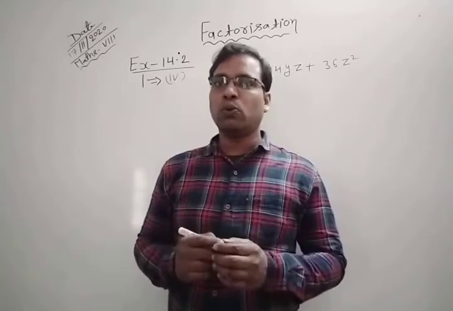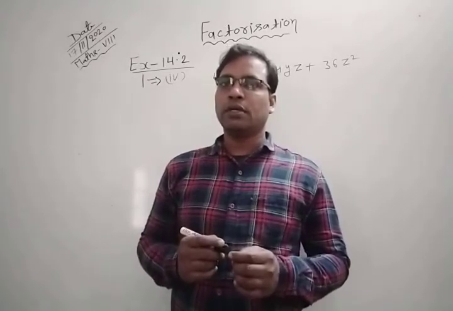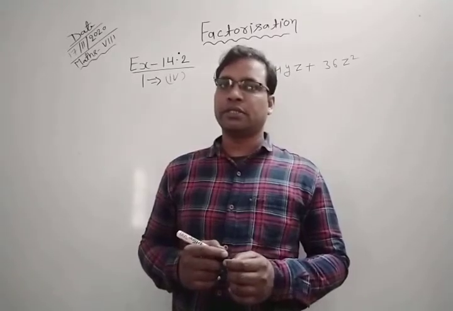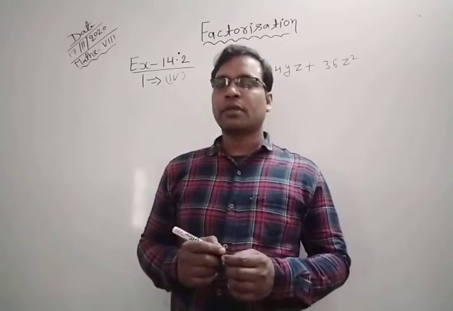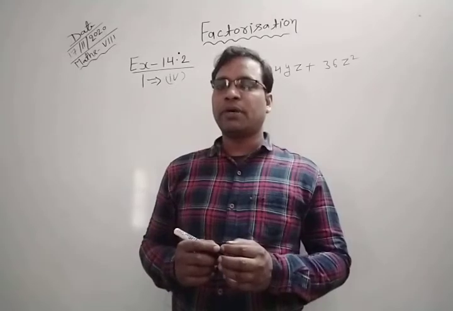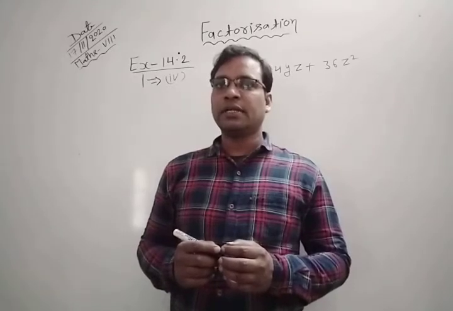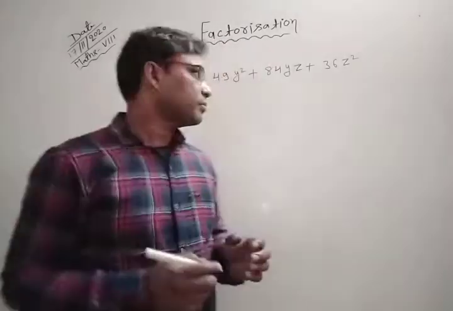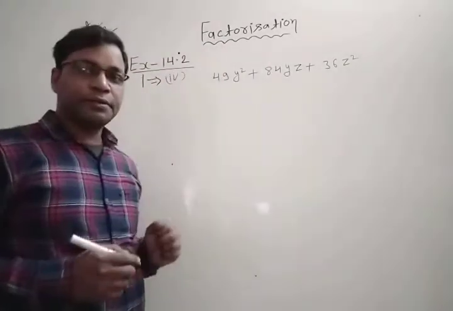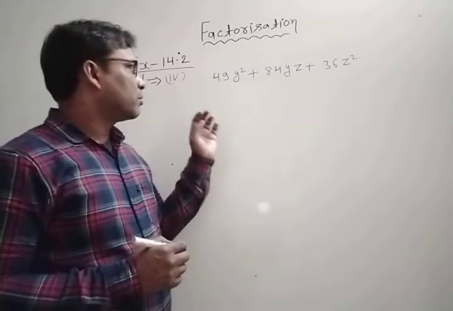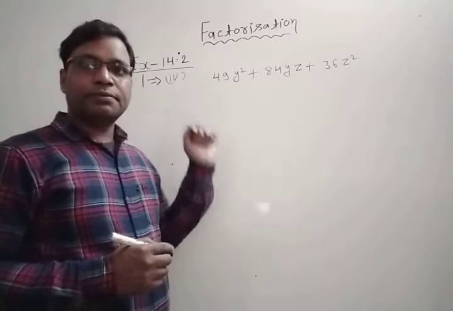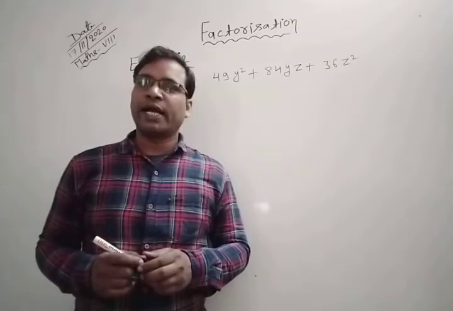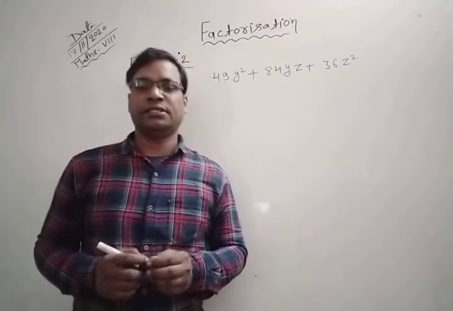Exercise 14.2, question number 1. Factorize the following expressions. In the previous video, we factorized parts 1, 2, and 3 of question number 1, and today we are going to discuss the fourth part of question number 1. The fourth part is 49y square plus 84yz plus 36z square.